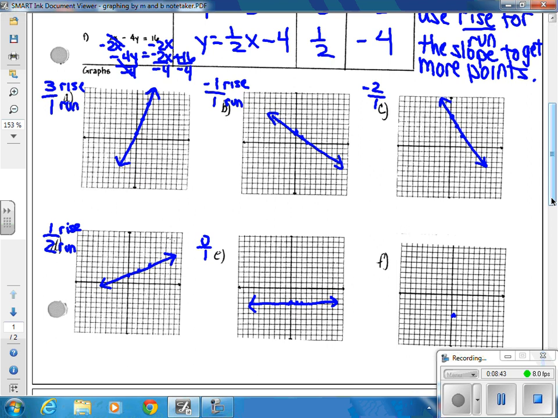For letter F, we want to start at negative 4 on the y-axis. And our slope is already a fraction. It's 1/2, so I'm going to rise 1 and run 2. So up 1, right 2, up 1, right 2. Use your straight edge and connect. Don't forget your arrows.